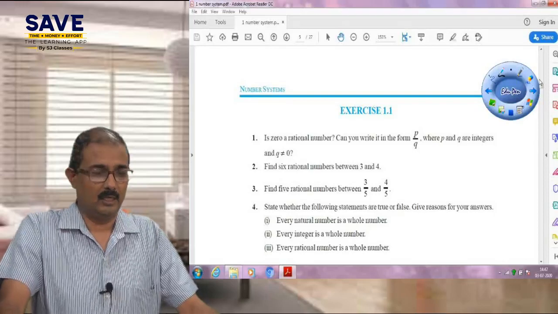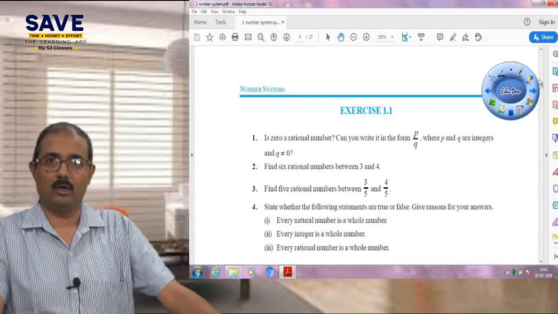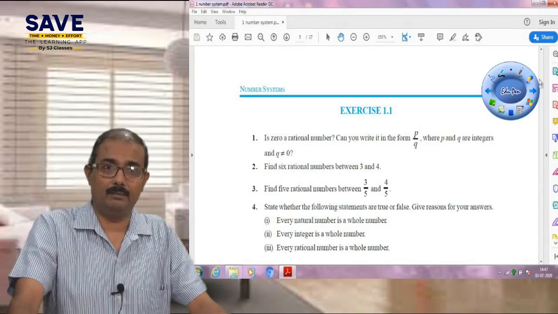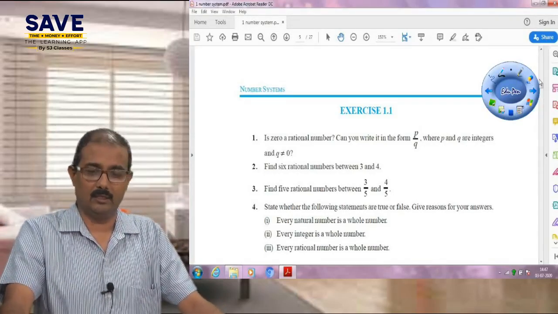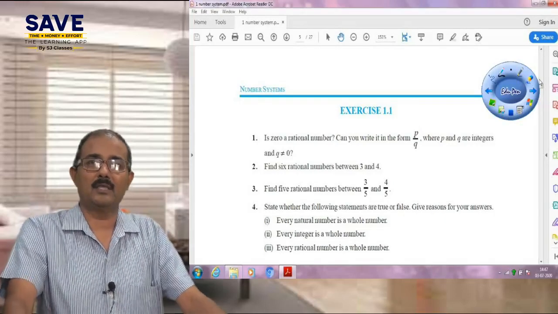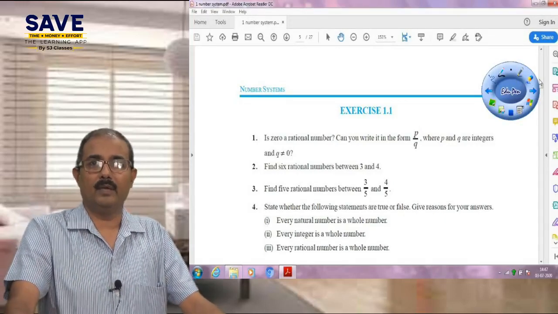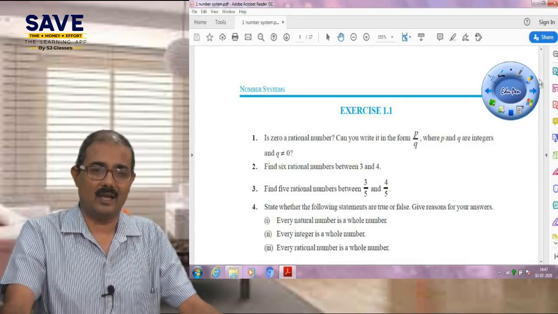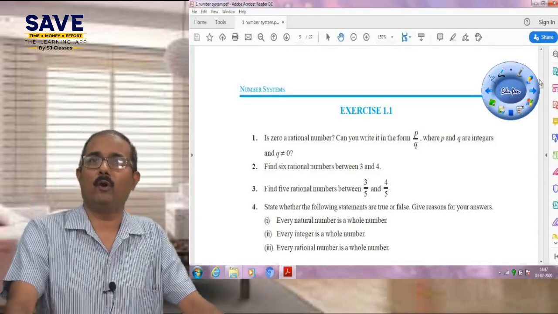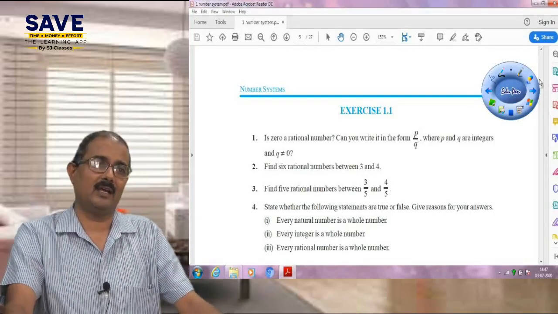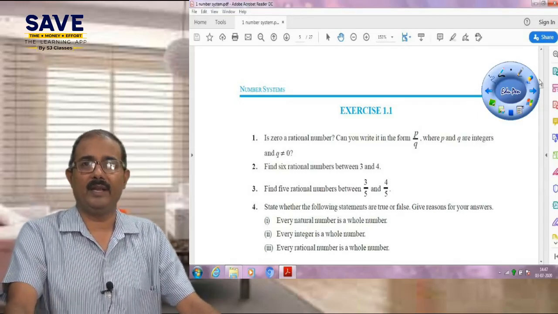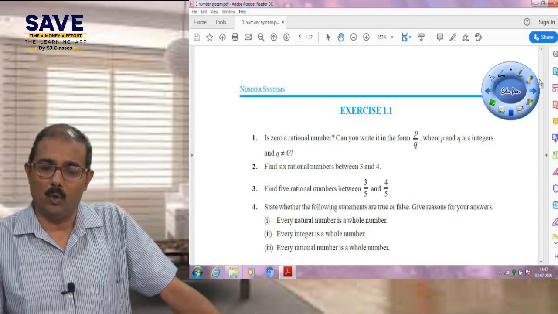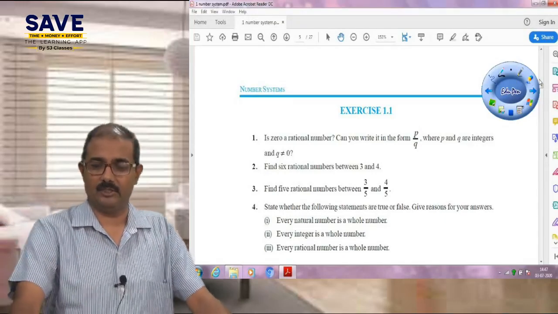In the last lecture, we discussed the basis for the number system, the real numbers. I think you now know what the real numbers are: a collection of rational and irrational numbers. Rational numbers are in the form of p upon q or in the form of decimals. They are terminating or non-terminating repeating decimals, and irrational numbers are non-terminating non-repeating decimals.